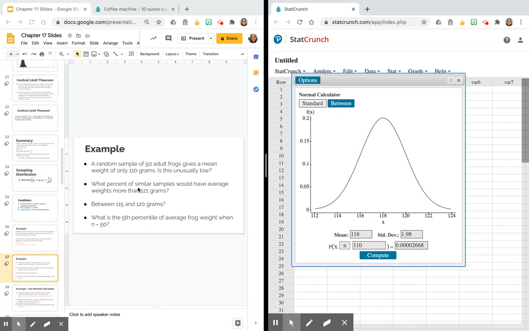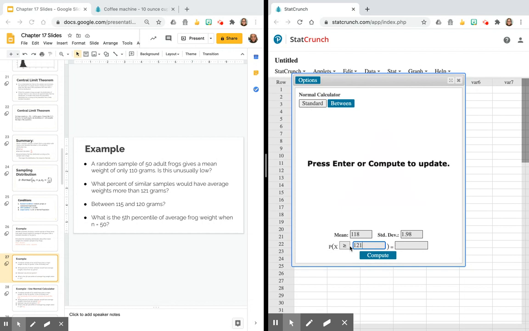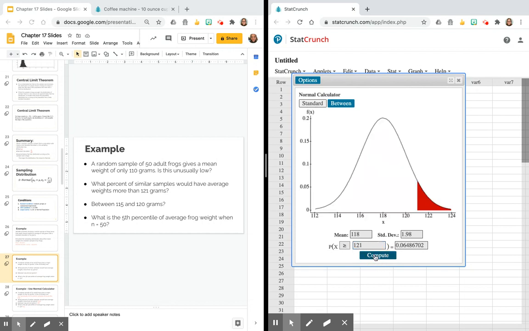Now let's look at what percent of similar samples would have an average weight of more than 120 grams. Okay, so now I just want to look at what's the probability of it being 120 or larger. So I can just switch my symbol to greater than and calculate 120. 0.06 is the decimal I get. So I would say roughly, let's say 6.5%. Just going through this to give you a reminder of how to work this normal calculator.